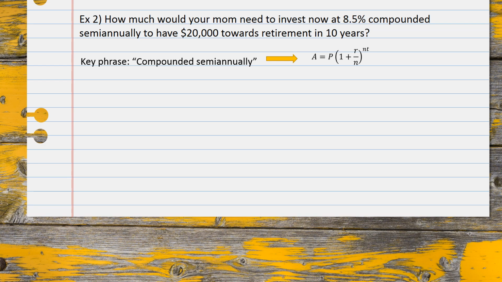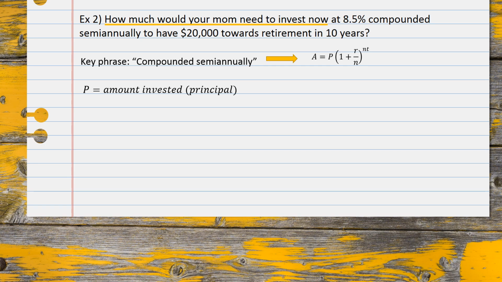Now that we know what we're going to be using, we need to find what we are looking for. So see if you can find it in the question. How much would your mom need to invest now? Now notice that means invest right now, at the beginning. Well, look at your equation. To invest right now, would that be A, P, R, N, or T? Well, your initial investment is represented as your principal, which means it is going to be your letter P.